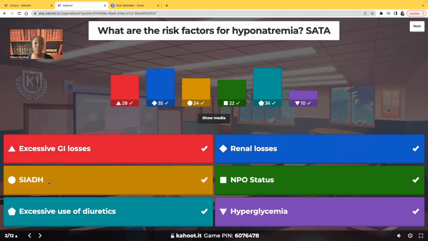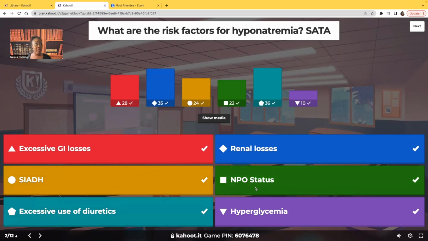SIADH, I just did a teaching when I did the Kahoot on endocrine over SIADH. Remember, that's when the patient has too much anti-diuretic hormone. So they're holding on to all their fluids. But guess what? The little bit of urine that they do let go of is full of solutes, including what? Sodium. So that sodium that should have been hanging out in the bloodstream, increasing the serum osmolarity, is coming out in the urine, increasing the urine gravity. Yep, SIADH is a risk factor.